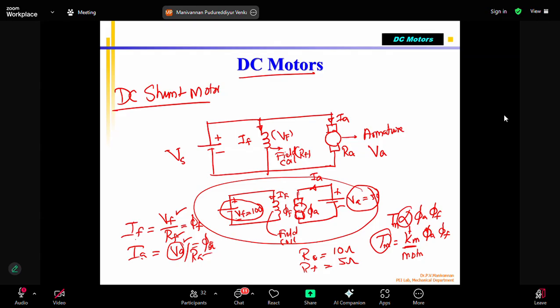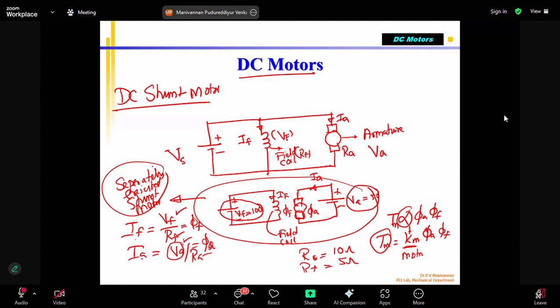And the net torque TM equals phi A and phi F, which are proportional to IF. We already know that, correct? So that means I can control the torque produced by the motor. This is called, by another name, in some books, a separately excited shunt motor.